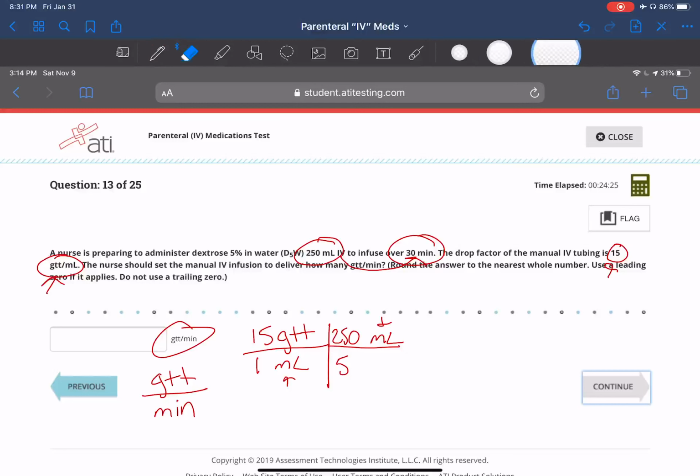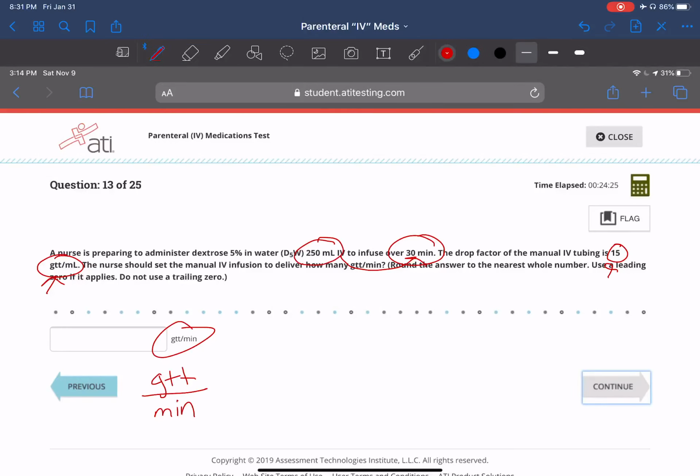But why did I write a 5? I don't know. Oh no! Okay. You know what? I'm writing it over. So wait, our GTT was 15 GTT per 1 ml.